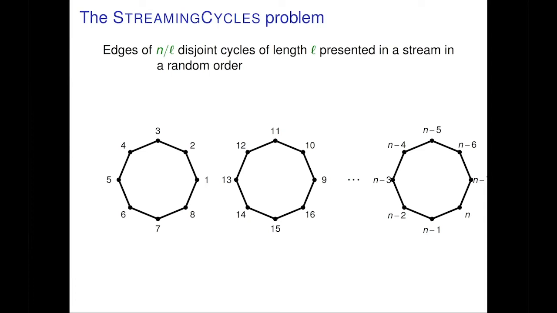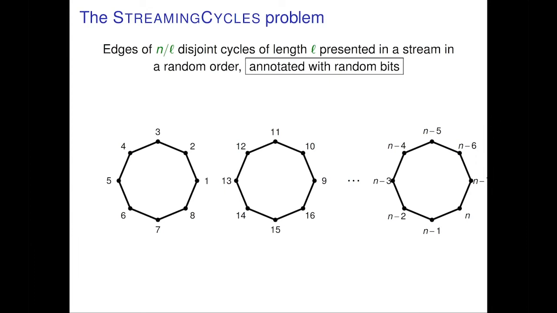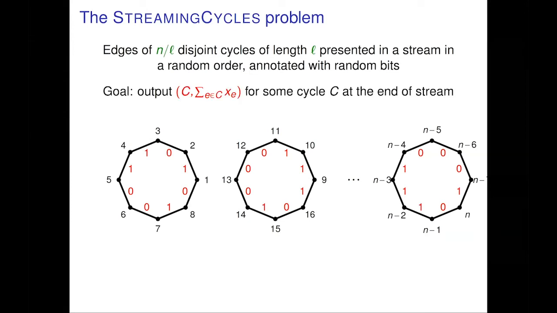The edge set of this disjoint union of cycles will be presented to us in a random order. And we'll not just get the edges, but rather the edges will be annotated with random bits. So here the random bits are shown in red, associated with the edges. And then the task of the streaming algorithm ingesting the stream will be, at the end of the stream, to point to one of the cycles and say what the sum of the bits on the edges of the cycle was.